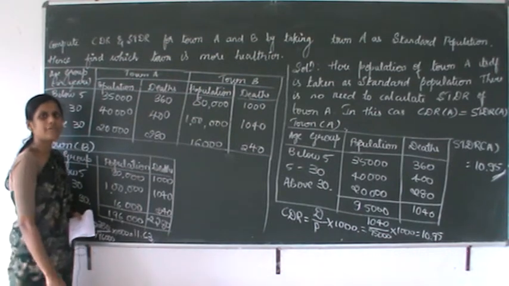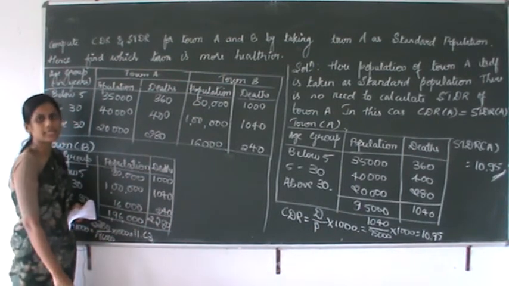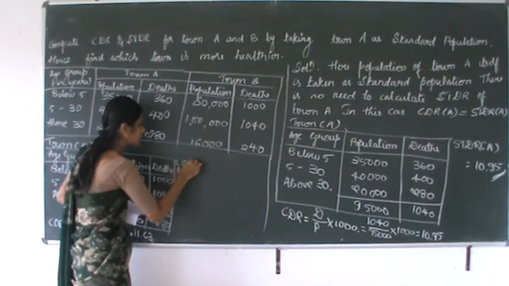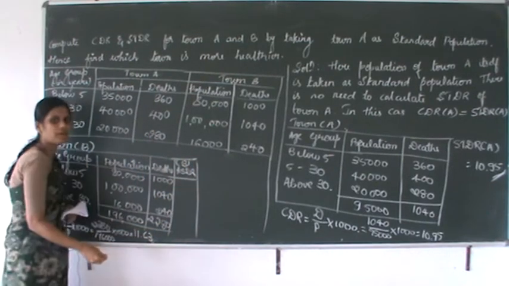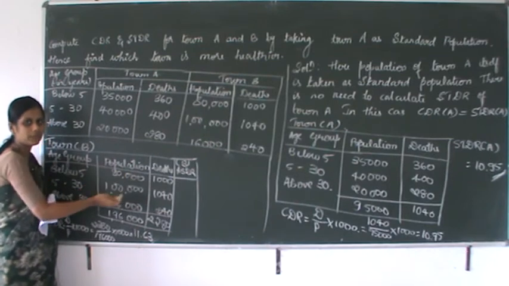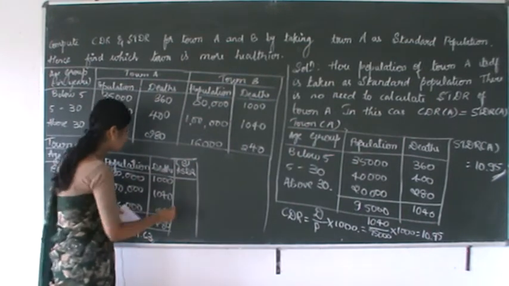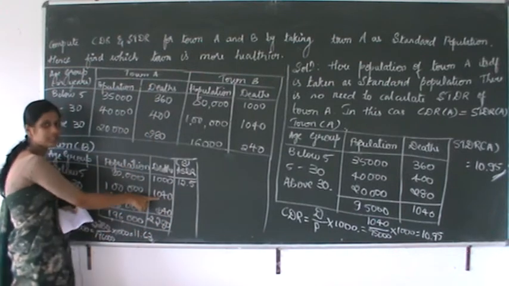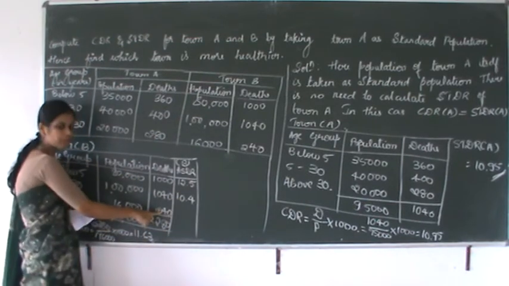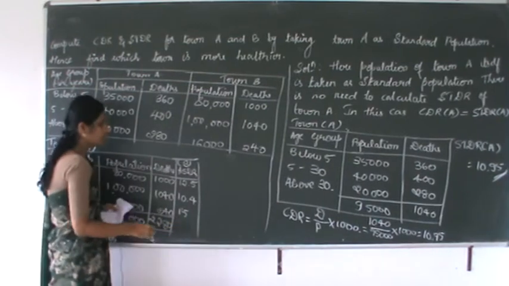After this, we are also asked to calculate STDR. As you all know, the STDR formula is summation PB divided by summation P. So first we have to calculate B. B is nothing but the ASDR of town B. So first we will calculate ASDR of town B. ASDR is deaths of the specified age group divided by population of that age group into 1,000. That is 1,000 divided by 80,000 into 1,000, which comes to 12.5. Next, 1,040 divided by 1 lakh into 1,000, which is 10.4. Then 240 divided by 16,000 into 1,000, which is 15.